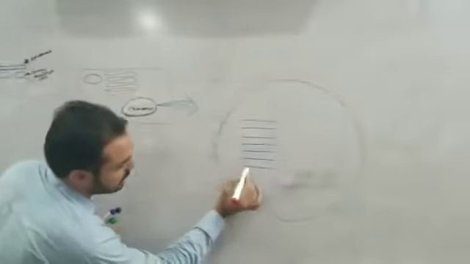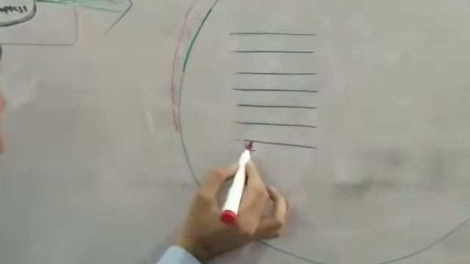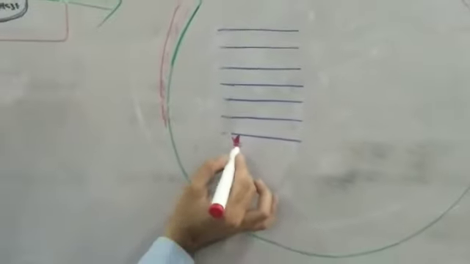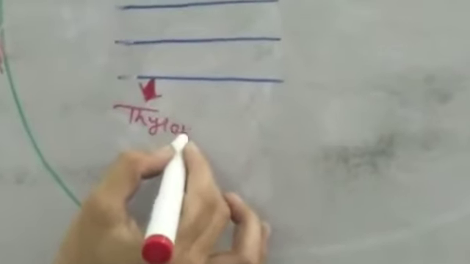What is the name of this membrane? Thylakoid membrane. Thylakoid. Now it's a very important point for us.